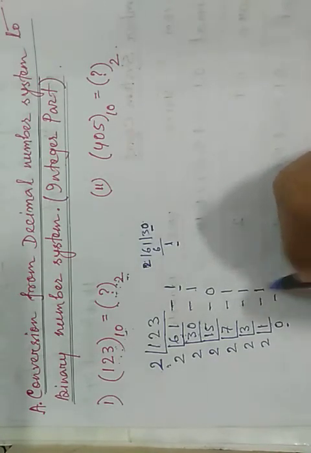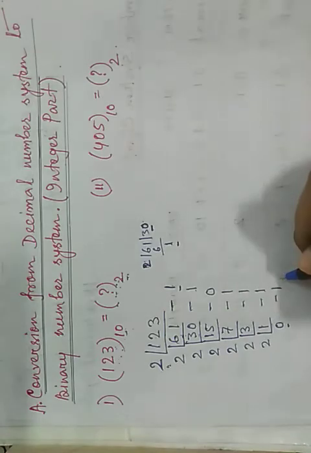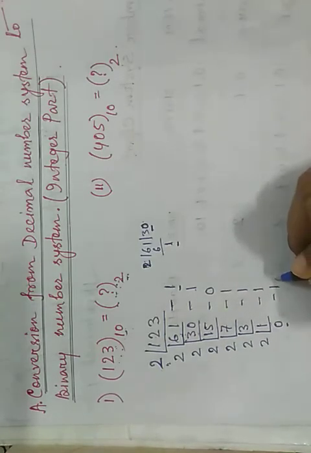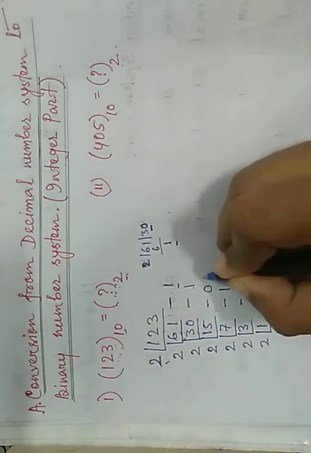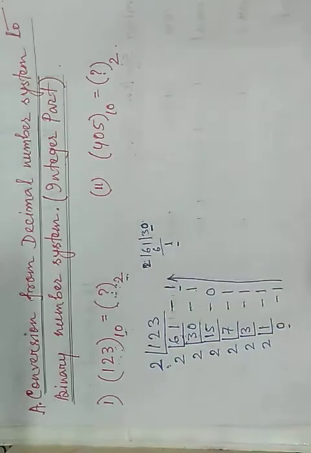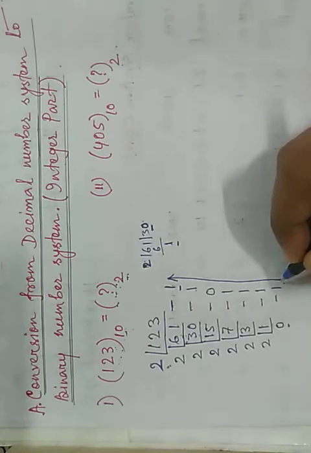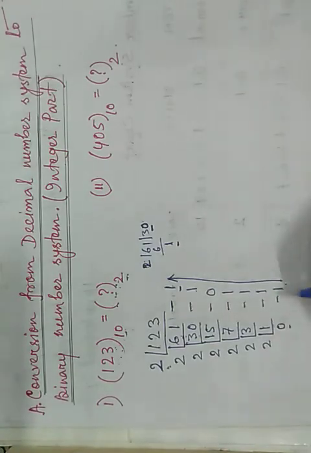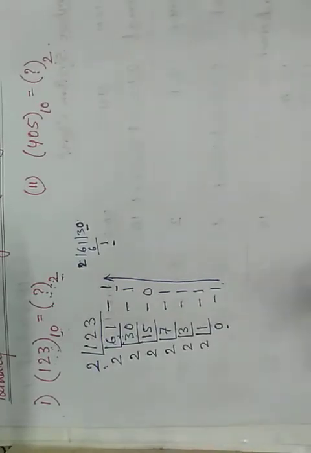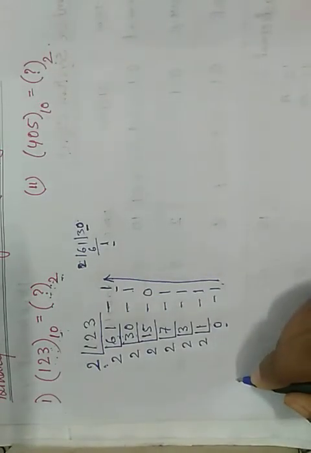We have to take these remainders from downwards to upwards direction, not from upwards to downwards direction. We have to take the remainders from downwards to upwards. So what will be the value?